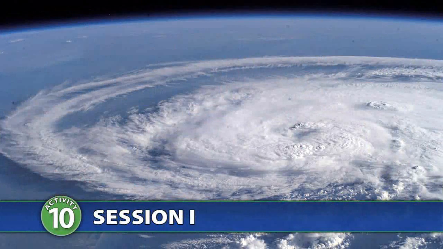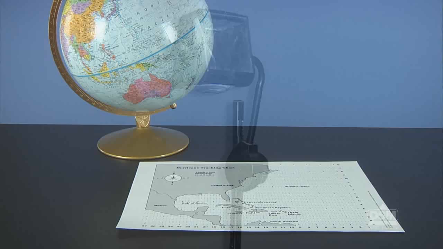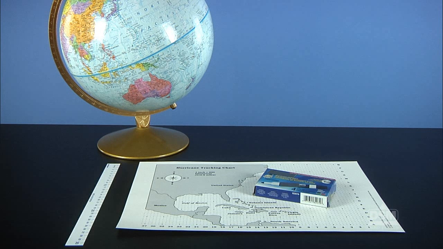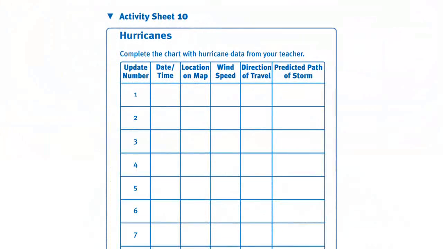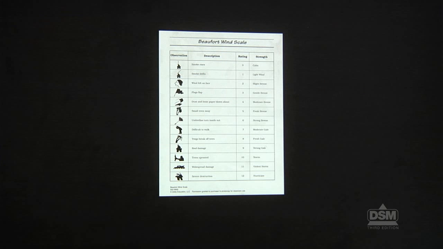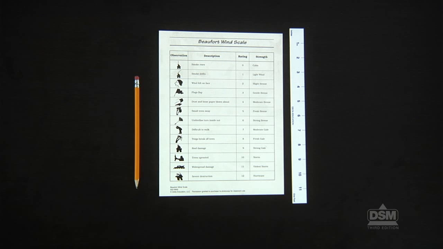To prepare for Session 1, collect pictures and news accounts of hurricanes. You will also need a globe, a projector, the hurricane tracking chart transparency, an erasable marker, and a ruler. Make a copy of Activity Sheet 10 and the hurricane tracking chart for each student. Students will also need their Beaufort wind scale sheet from Activity 5, a ruler, and a pencil.